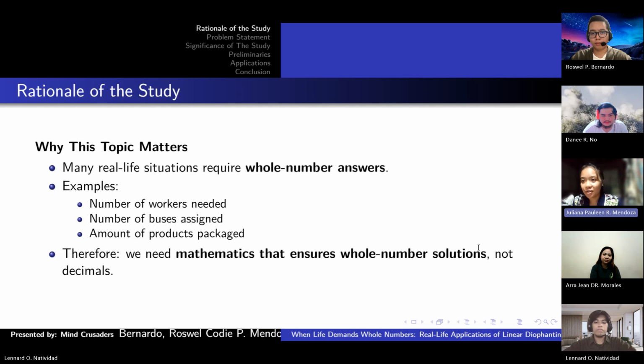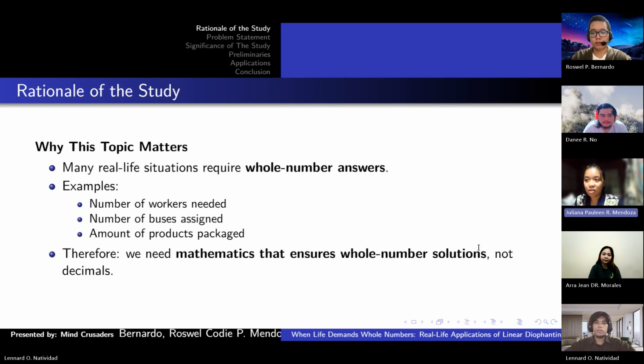This is the rationale of the study. As mentioned earlier, in many real-life situations, we cannot use fractions or decimals. Like, for example, you cannot assign 2.5 workers to do a task. You also cannot use 1.5 buses to transport people. And lastly, you cannot raise 3.2 chickens on a farm. So many real-life problems require whole number answers, and that is where this study becomes meaningful. We want to show how mathematics can solve these situations correctly and efficiently, instead of just guessing.